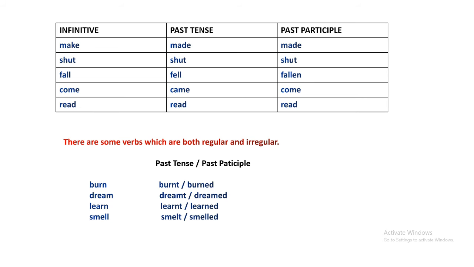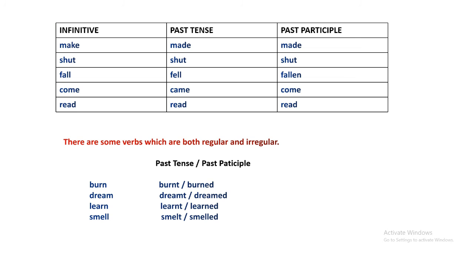Then look at the verb come. For this verb, the infinitive and past participle are the same, but the past tense is different. Come, came, come. Another example, run, ran, run. And the last one, read, read, read. You can see the same word, same spelling, but the pronunciation is different. So these are some of the ways irregular verb forms are made.